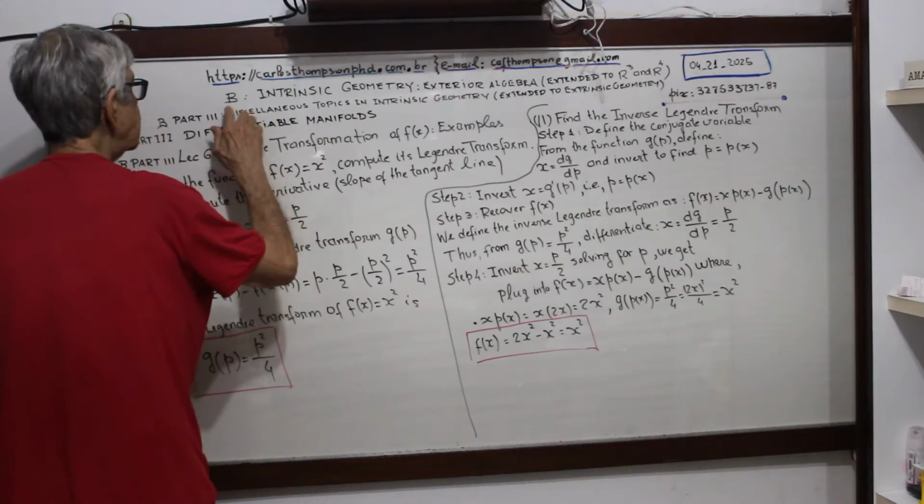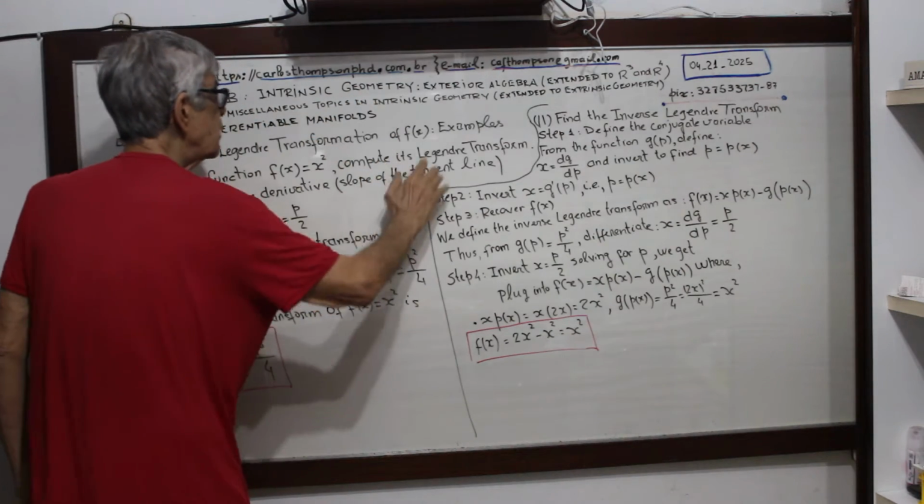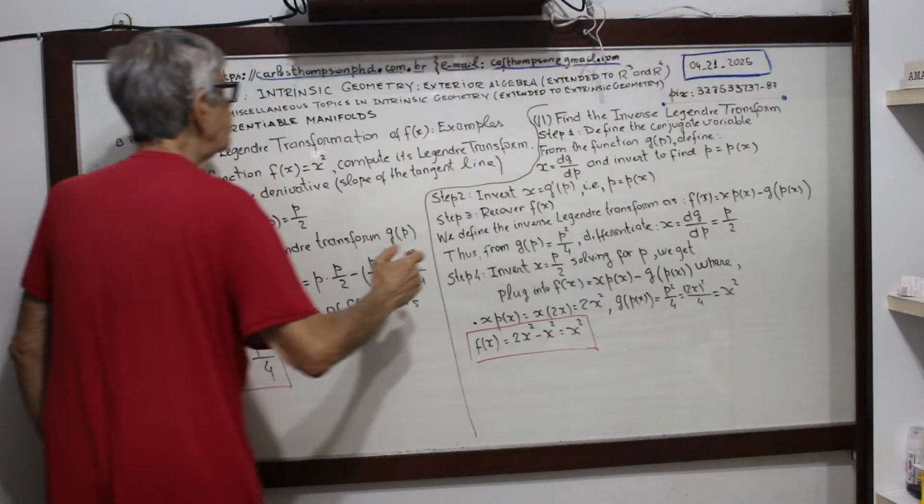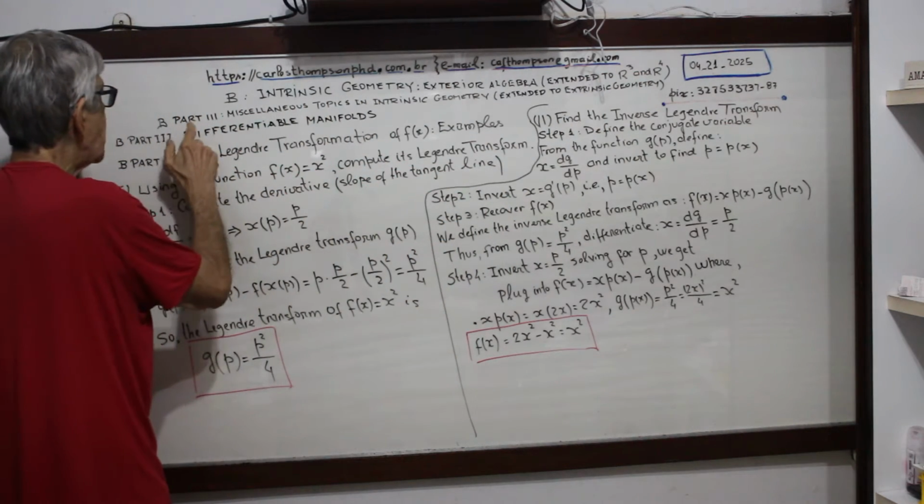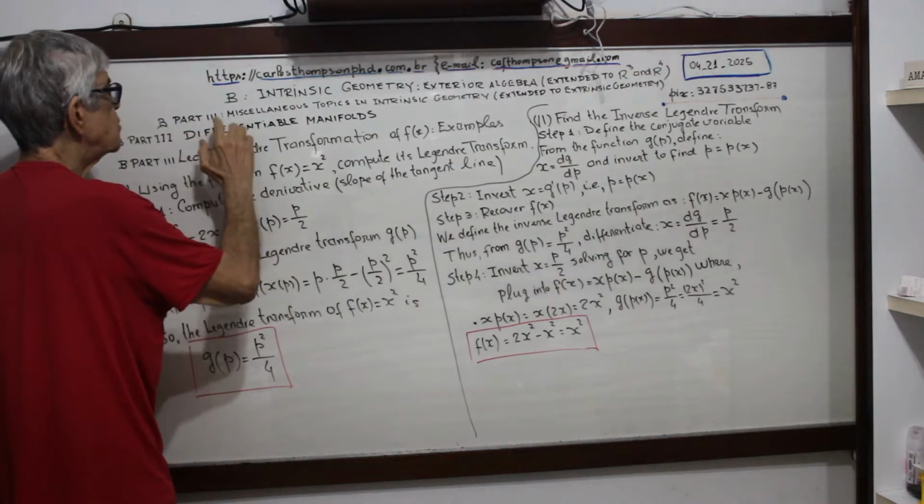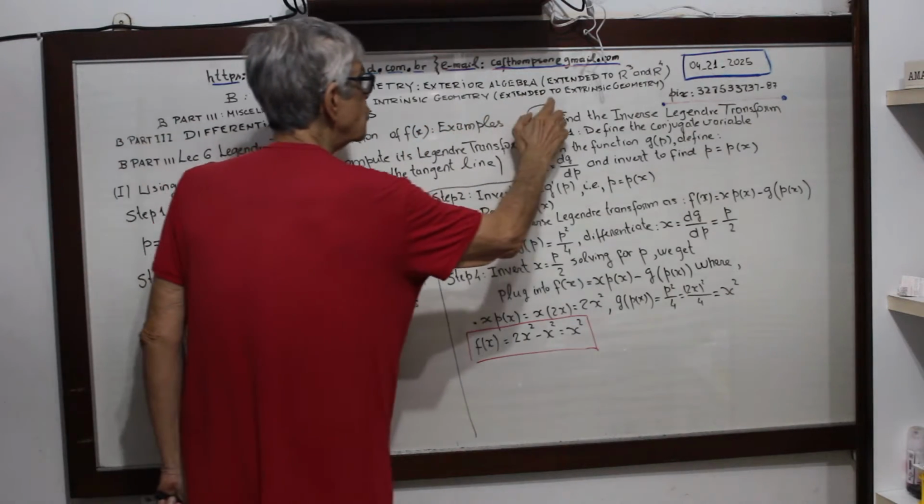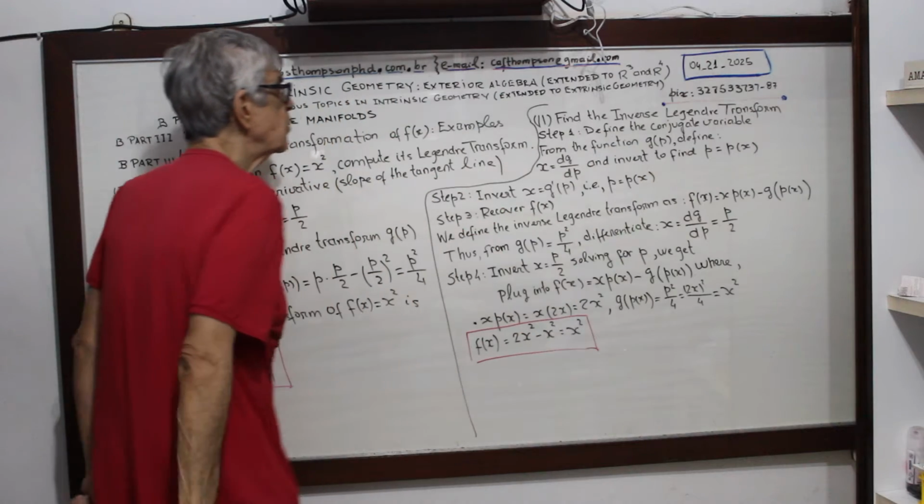Now, item B, intrinsic geometry, exterior algebra, extend to R3 and R4. B, part 3, this case, miscellaneous topics in intrinsic geometry, extend to extrinsic geometry.